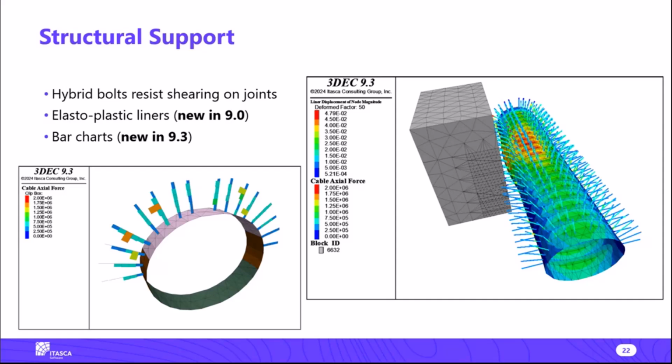And then new in 9.3. 9.3 is not actually out yet, but in the next couple of weeks, we'll have a 9.3, which will add the ability to plot these bar charts on top of the one-dimensional elements, cables, bolts, beams, and so on, which is kind of cool. It's just a nice way to visualize results.